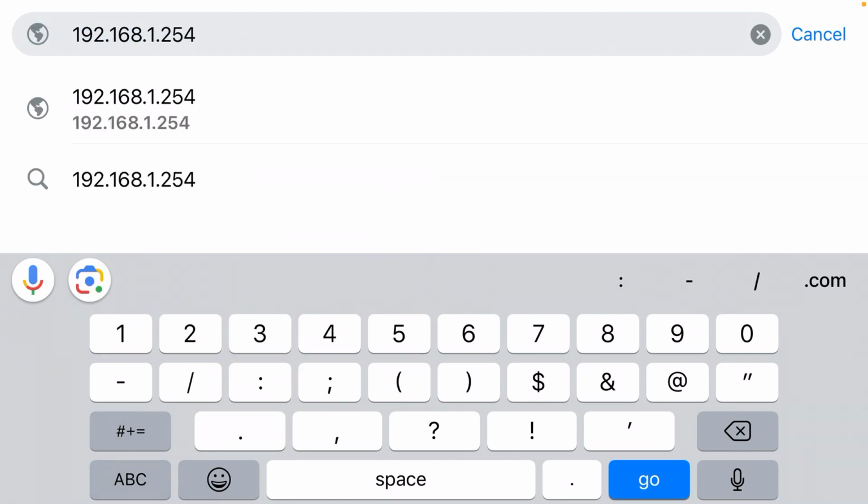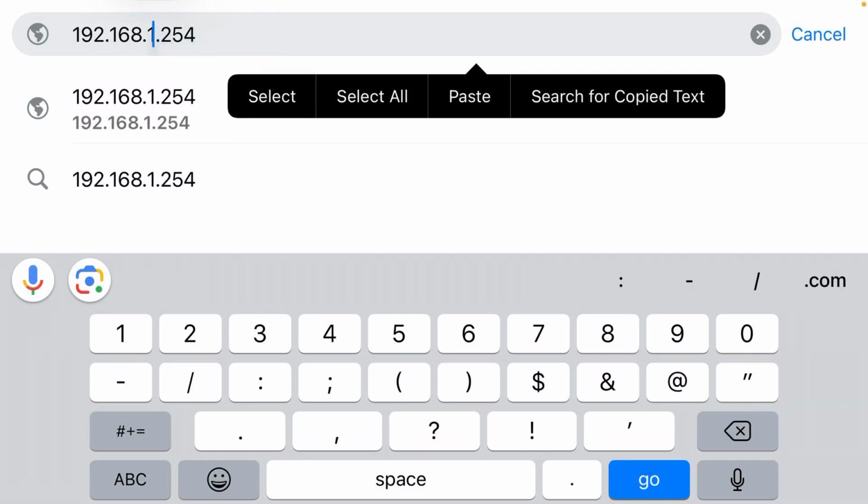192.168.1.254. This is a really common gateway IP address for a lot of routers around the world. When you type that IP address in, you should see a login for your router. The username's likely admin. The password is likely also admin. Those are the defaults. If you go to this IP address and you don't see a login page, it's possible your router uses a different IP address.